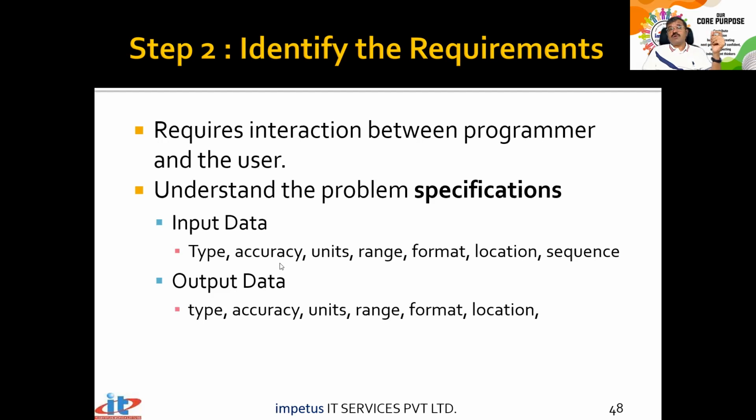Same is the case with output. So when you talk about output data, what is the type of the output data? What is the accuracy? जो हम लोग कहते हैं 2 डिजिट प्रिसिशन तक चाहिए, 3 डिजिट प्रिसिशन तक चाहिए, यूनिट्स क्या है, रेंज क्या है, फॉर्मेट क्या है, location also matters at times. So lot of things.